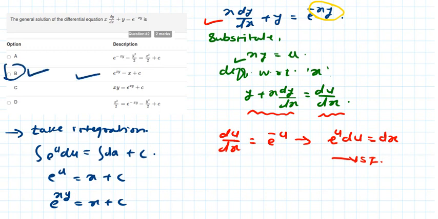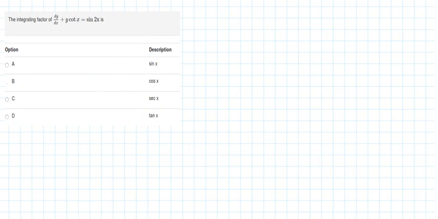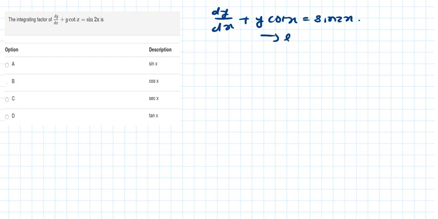Okay, next example, the integrating factor of this differential equation. Let's write down the differential equation: dy by dx plus y into cot x is equal to sine 2x. We need to find the integrating factor. So again, clearly this is a linear differential equation in y, where the value for p is cot x, and the value for q is sine 2x.